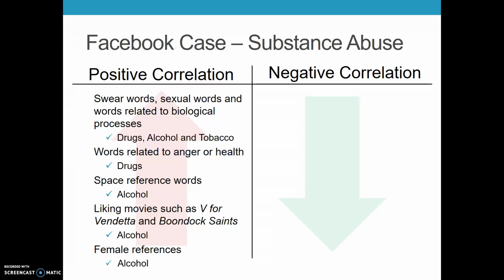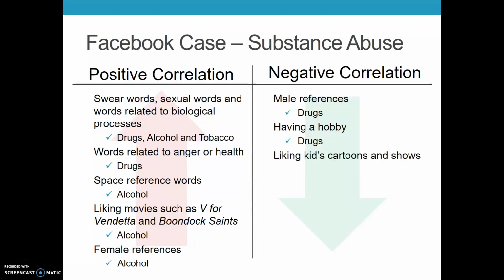This is most likely because references to females are more likely to be made by males who are more likely to use alcohol in general. Now for our negative correlations. Male references such as man and boy are negatively correlated to drug use. Having a hobby is negatively correlated with drug use. Liking cartoons and shows favored by kids is negatively correlated to alcohol use. And liking brands favored by girls are negatively correlated with tobacco use.